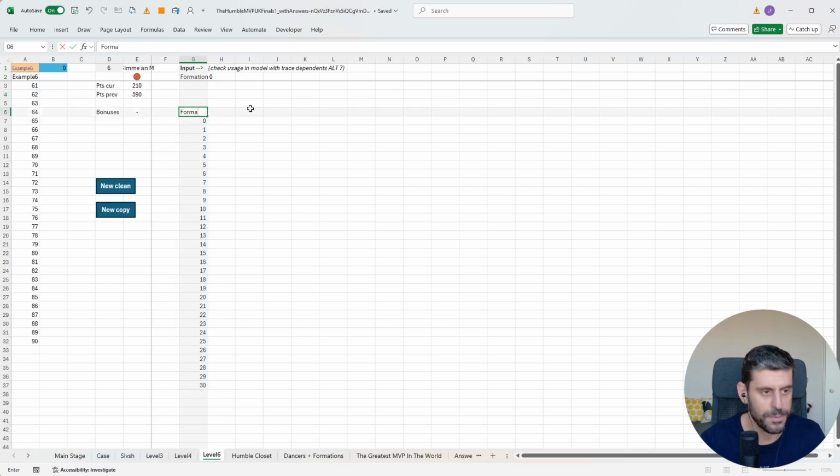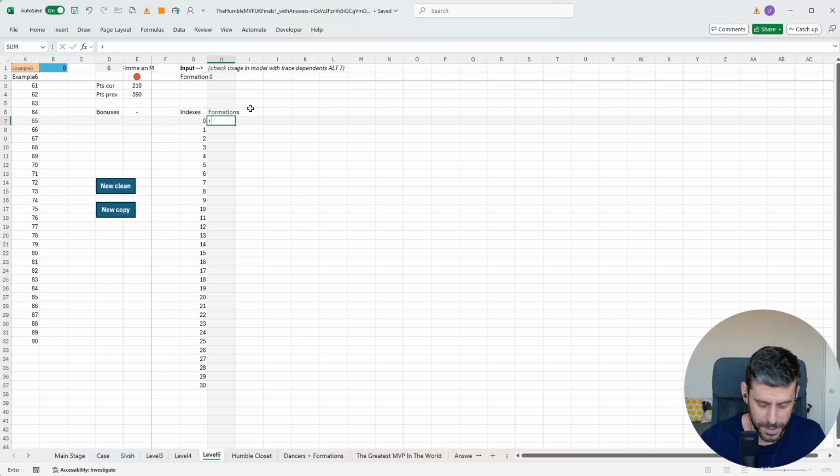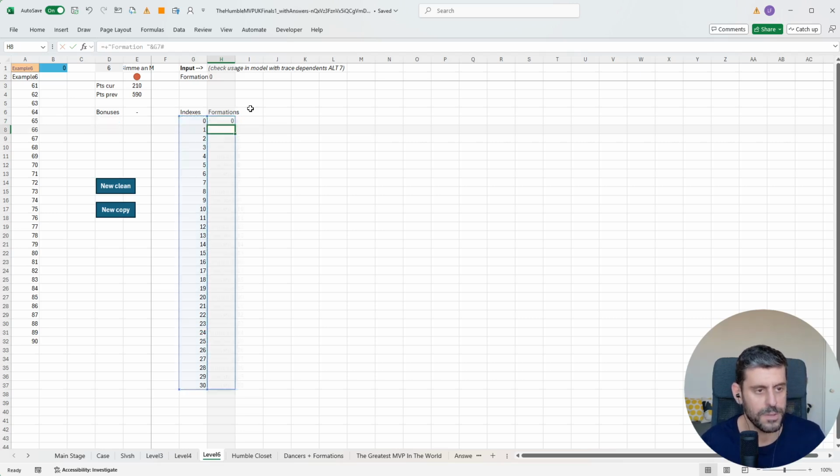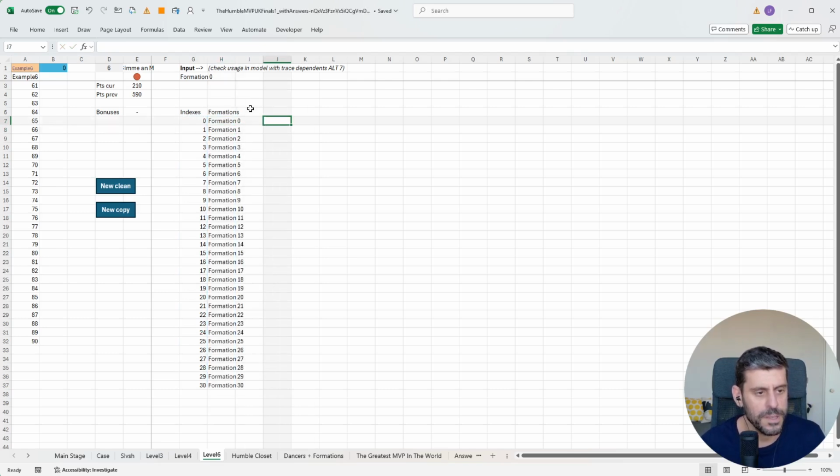So those are the formation indexes. Formations, it's formation space and this. Okay, so what I did was I think a 2 row of an offset. I did this in my mind, which was quite risky, but it worked during the day.